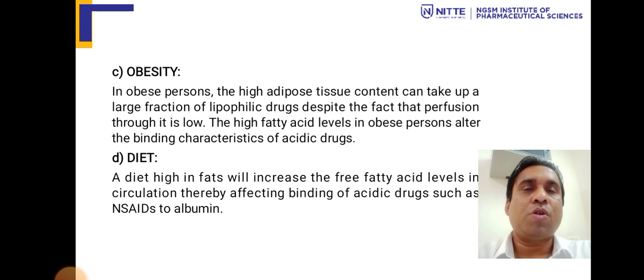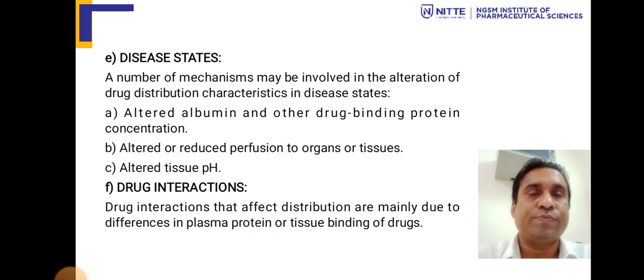Now let us see obesity. In an obese person, high adipose tissue content can take up a large fraction of lipophilic drug despite the fact that perfusion through it is low. High fatty acid levels in obese patients alter the binding characteristics of acidic drugs. Diet: a diet high in fats will increase the free fatty acid level in circulation, thereby affecting the binding of acidic drugs such as NSAIDs to albumin.